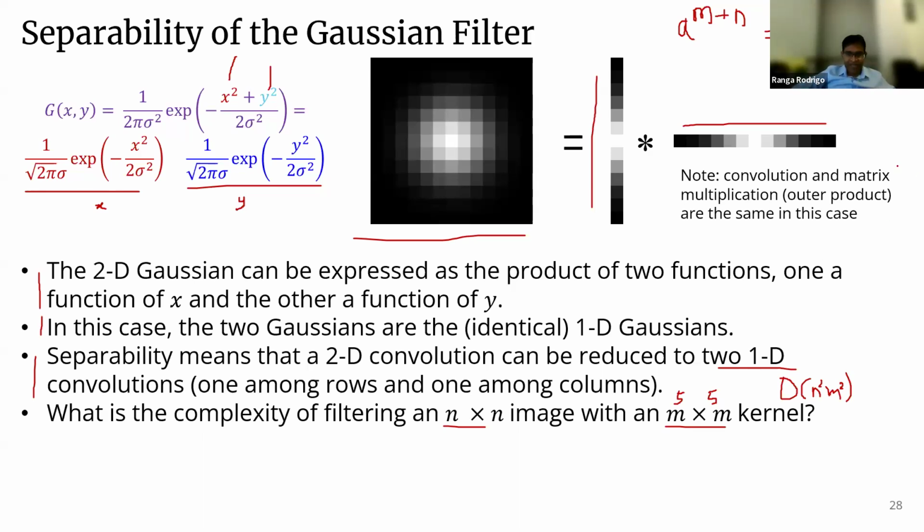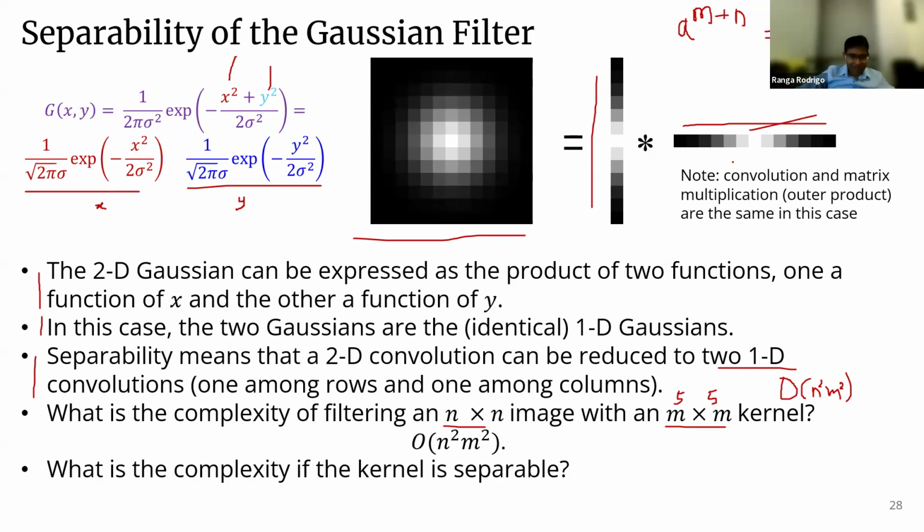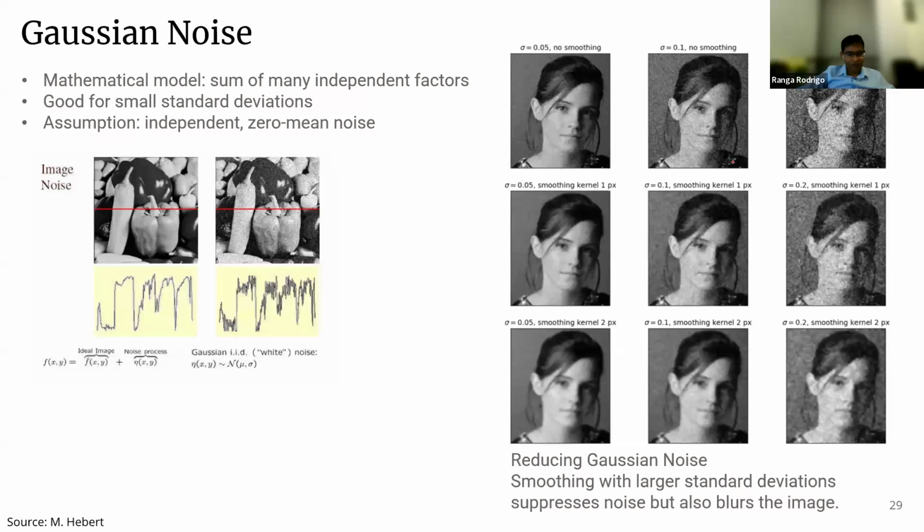But when you use the separable kernel, you can see that the m squared thing is gone. What is the complexity if the kernel is separable? It's n squared m. You can write twice n squared m, but that twice you discard, because of computational complexity theory. So they can be separated and you can implement them that way.